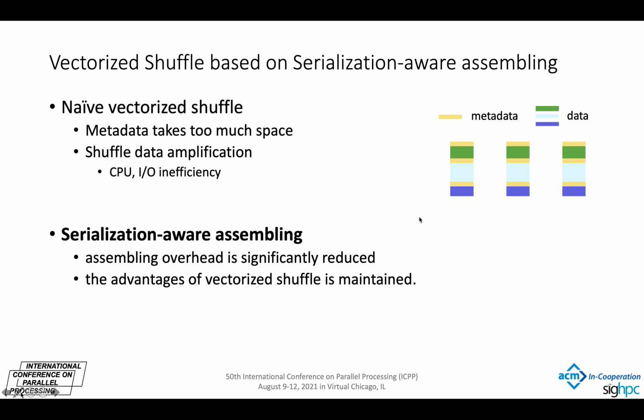When we do vectorized shuffle, we came up with a serialization-aware assembling technique: when we merge different vectorized batches, we just merge the metadata and just concatenate the data parts untouched, with which method we can significantly reduce the footprint of metadata parts, as shown in the picture.